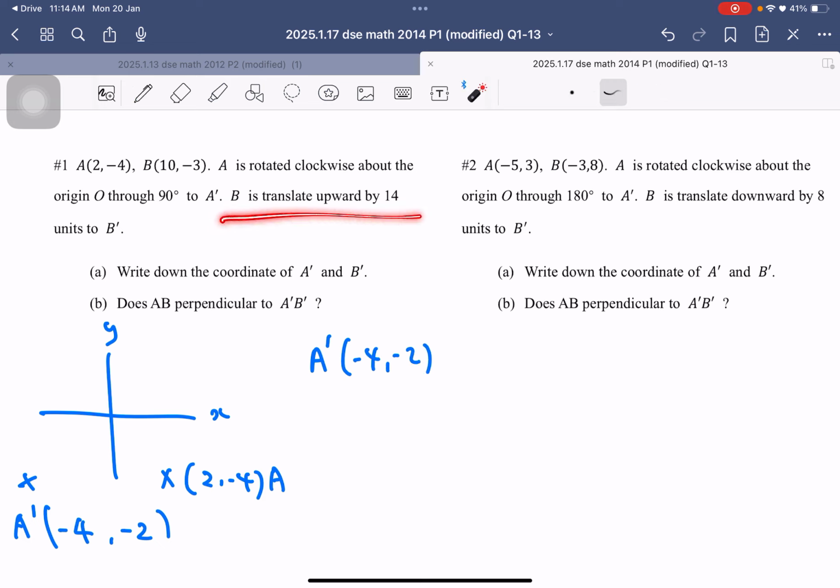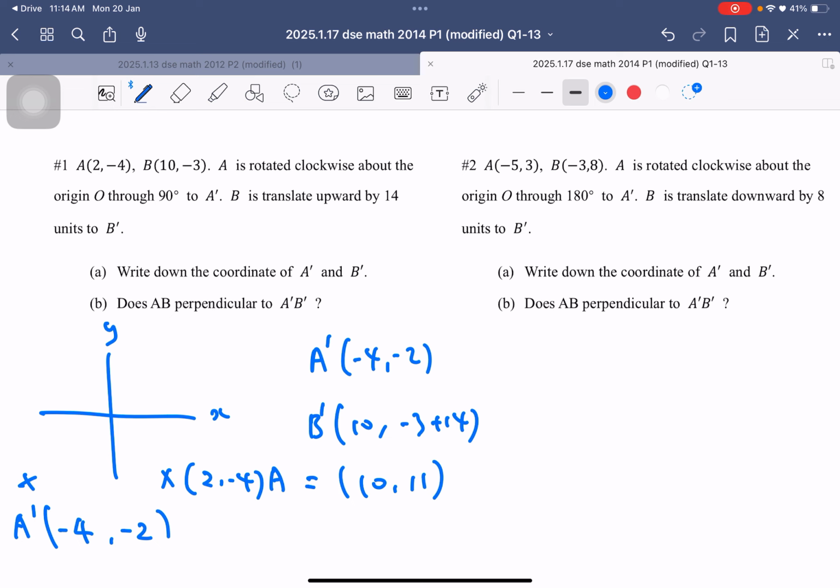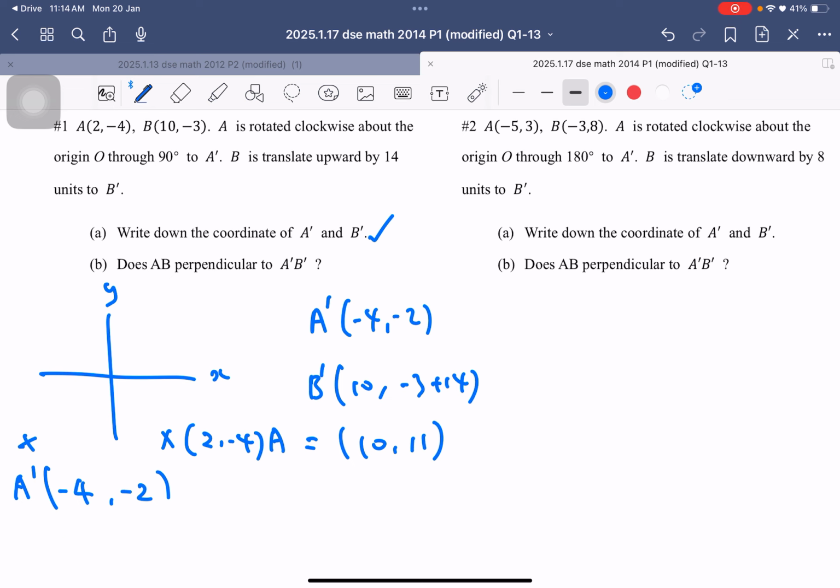Then B is translate upward by 14 units. So we need to change the x coordinates or the y coordinates. Y coordinates, so negative 3 plus 14. So B prime is 10, negative 3 plus 14, giving you 10, 11. Then now we've done part 1.